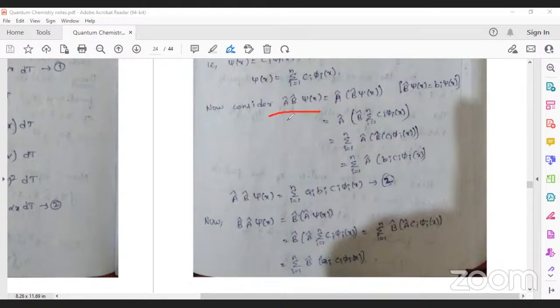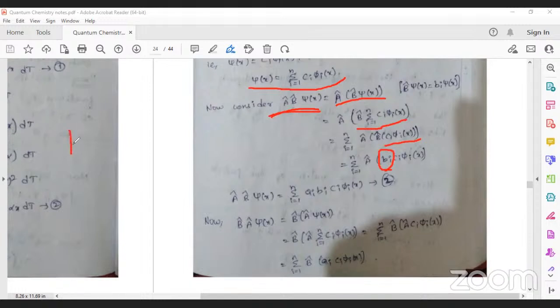A into B into psi of x. This is psi of x. We are going to apply these two operators on that wave function, that is A into B into psi of x. First, the operator B operates on this function. We'll get the same function with an eigenvalue, that is the small bi, the eigenvalue.